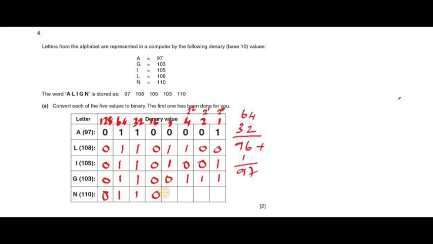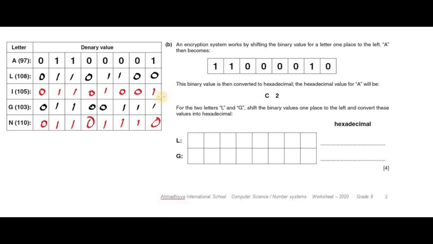Then again 0, then 1 1 1 and 0. Okay, this is your final answer for part A question. Now let us move on to the next question, that is part B.